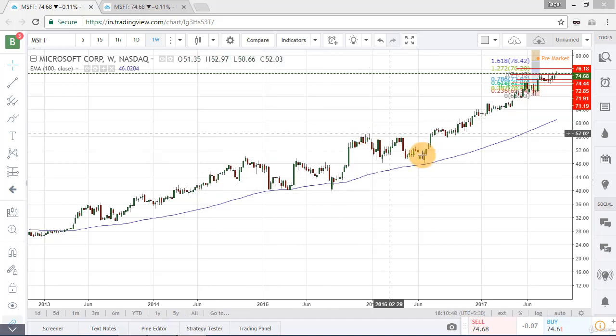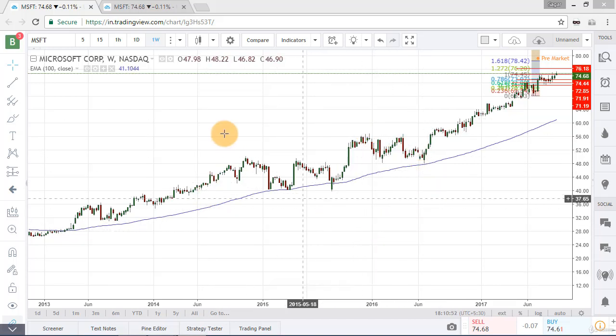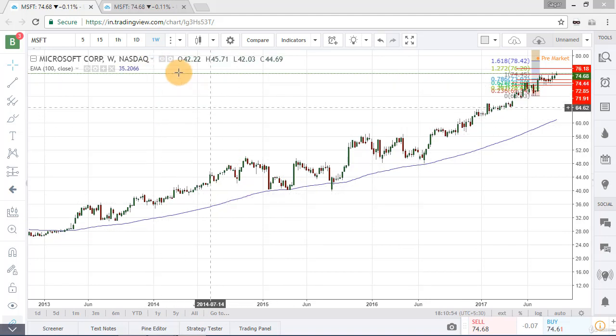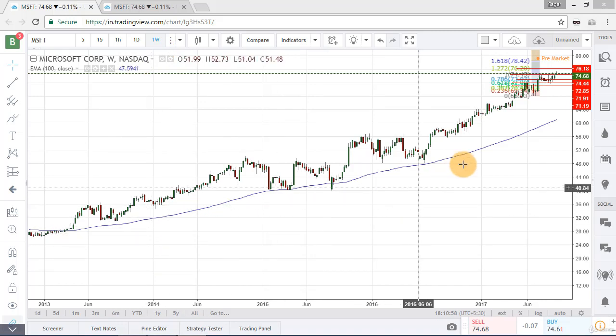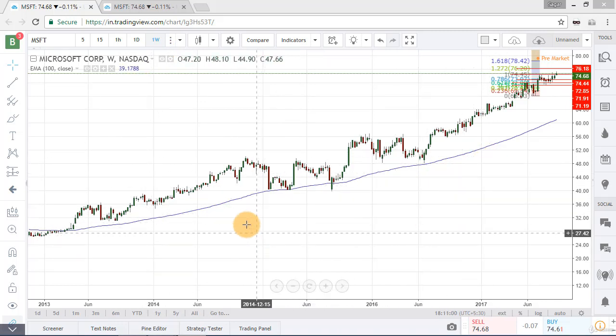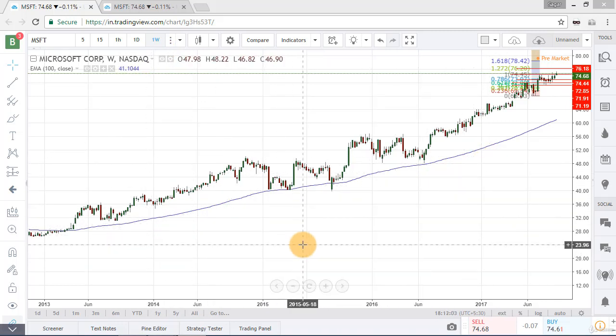This is a chart of Microsoft Corporation. First of all, we will analyze the chart on the weekly time frame. This is the weekly time frame, and we can see the stock is moving in an upward direction, hence in uptrend. Weekly time frame is for long-term trading.